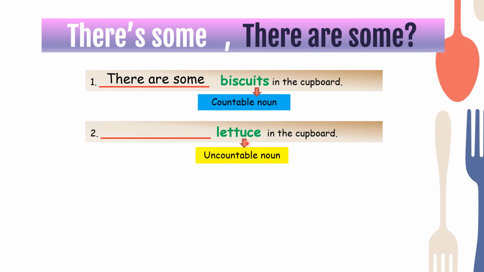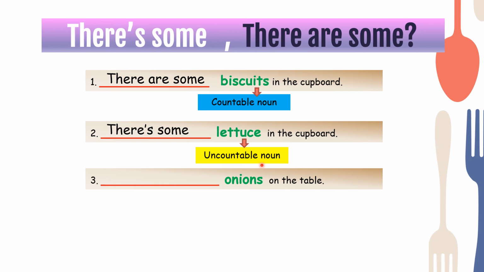So, if it is uncountable noun, which phrase is most suitable to be filled in this blank? Is it there's some or there are some? Make a wild guess, class. Okay, now let's check your answer. The answer is there's some. There's some letters in the cupboard. Remember, there's some is used with uncountable noun. Okay, let's go to the next question, which is question number 3.